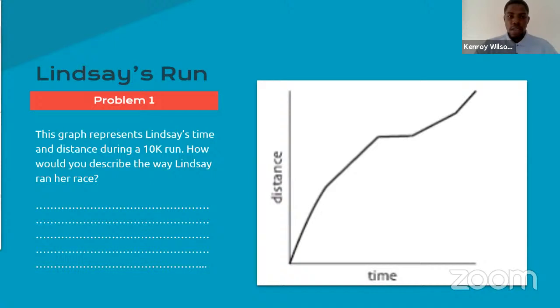All right, so let's see what's going on with Lindsay here. In this scenario, Lindsay ran, because now we want to be able to describe distance-time graphs accurately, because after this, we're going to jump straight into two CSEC questions. So this graph represents Lindsay's time and distance during a 10K run, and I want you to tell me how you would describe the way Lindsay ran her race.